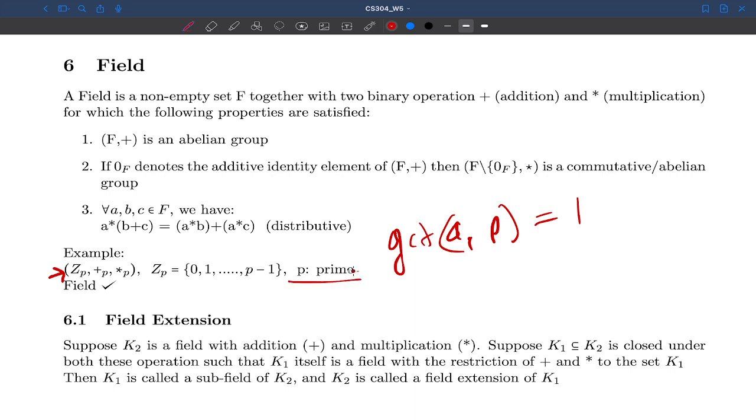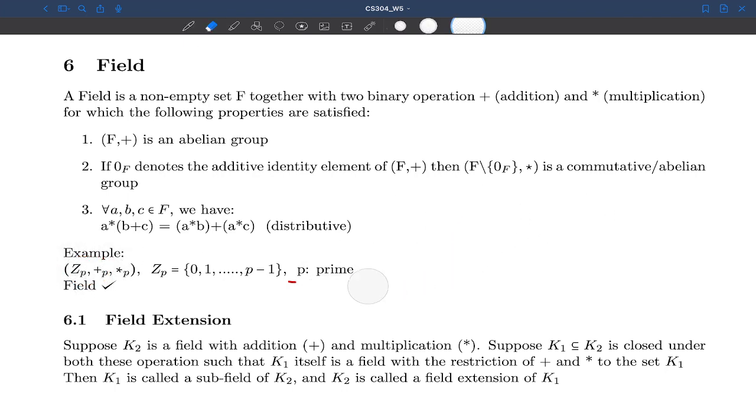So every other number will be co-prime to this prime number p, because the GCD will come 1 with every other integer. That is a known mathematical fact. So we can say that the inverse of every element exists in this set ZP. We have made sure that every element is invertible. So will it be a field? We know that Z and plus will form an abelian group. You can recall the properties of group and verify it yourself.